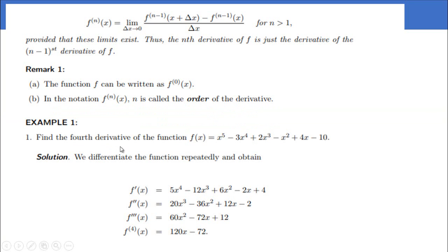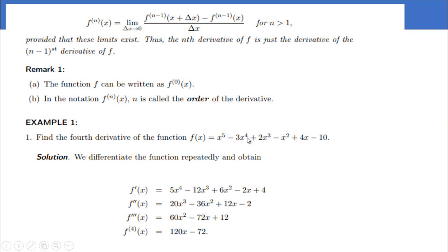So example, find the fourth derivative of f of x equals x to the fifth minus 3x to the fourth plus 2x cubed minus x squared plus 4x minus 10. So we differentiate the function repeatedly. First we have the first derivative. We got 5, of course, minus 1, that is 4. So 5x to the fourth.